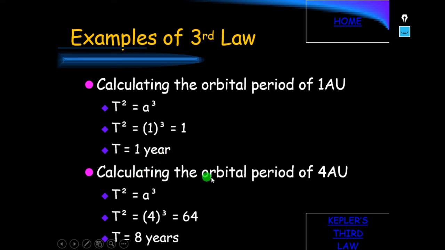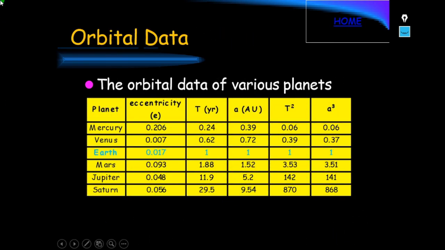So calculating the orbital period of 4 AU, that means our semi-major axis is given as 4. So T square is equal to 4 cube, which is equal to 64. That means T is equal to the root of 64, which gives 8 years. So the time taken by a planet which has 4 astronomical units, the orbital period, will be 8 years.